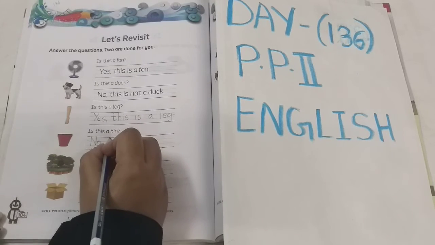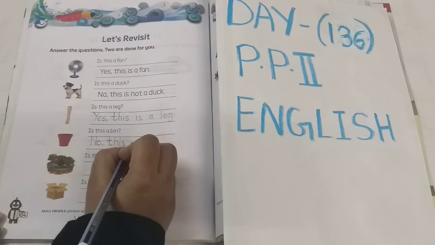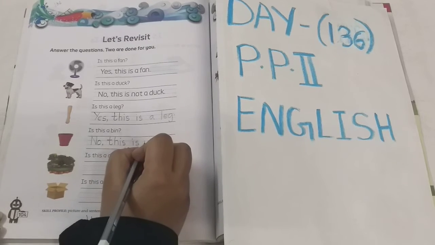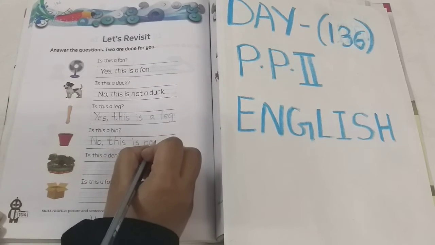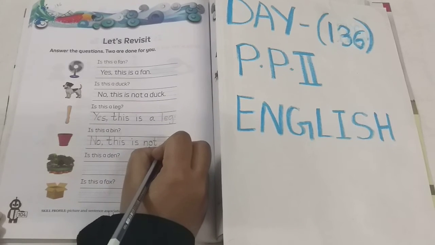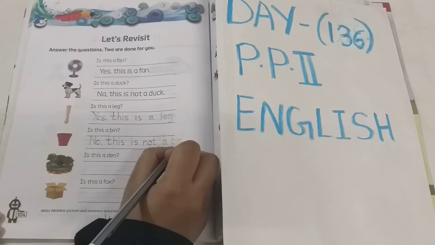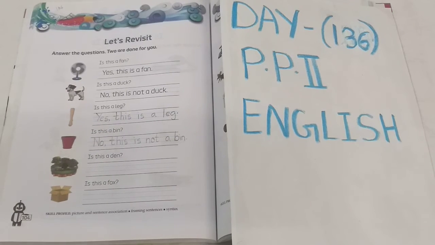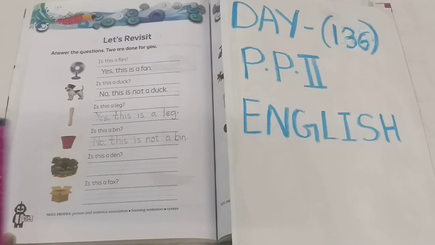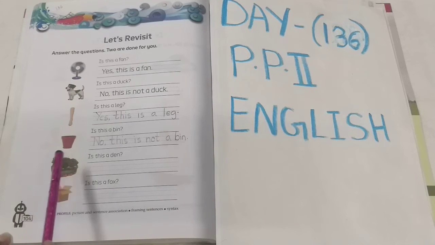Okay. This is not. Not means, what is the meaning of not? Nahi. This is not a bin. After completing the sentence, put the full stop. Okay children? Is this a bin? No, this is not a bin. Okay, then what is this? It is a pot.